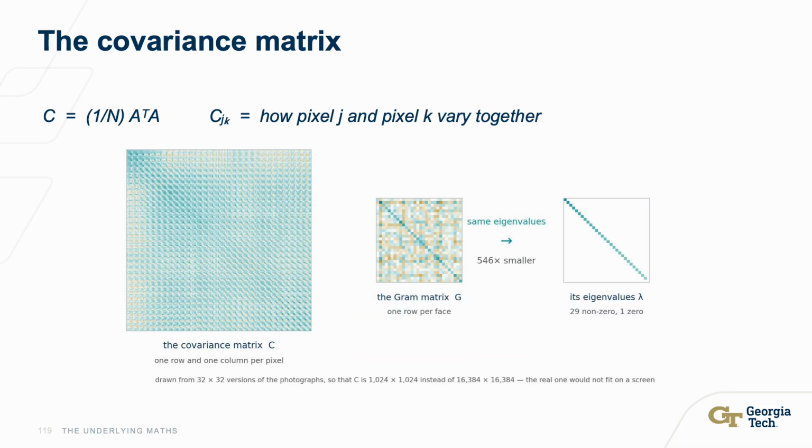That product scaled by 1 over n is the covariance matrix C. Entry jk is how pixel j and pixel k vary together across the 30 faces. Bright off-diagonal means two pixels that brighten together. Opposite color means one brightens as the other darkens. The block structure you can see comes from neighboring pixels being strongly correlated, which is the visual signature of the redundancy PCA is about to exploit.